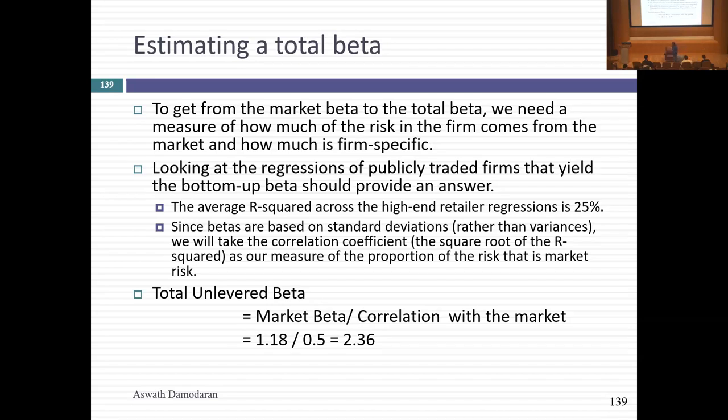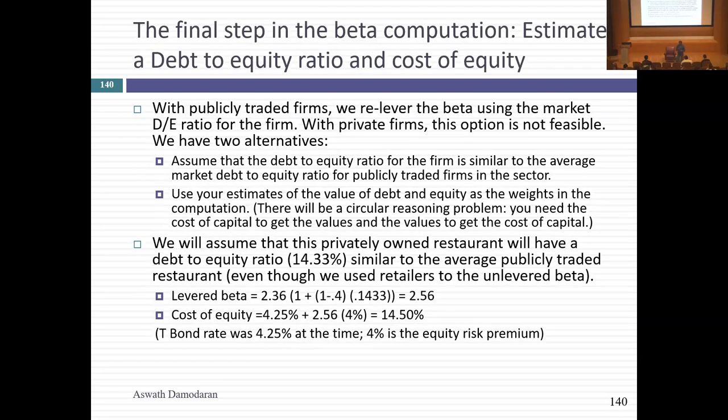There are two choices. The first choice is an easy one, but you might not like it. You can get the debt to equity ratio for publicly traded companies in the space, which is 14.33%. You can assume that private companies also operate with roughly the same debt to equity. You're making the assumption that there's something about this business that leads companies to pick the debt to equity ratio they do. You put the 14.33% in, you come up with a levered beta of 2.56 and a cost of equity of 14.5%. But that's assuming that private businesses borrow roughly the same as public companies in that space.